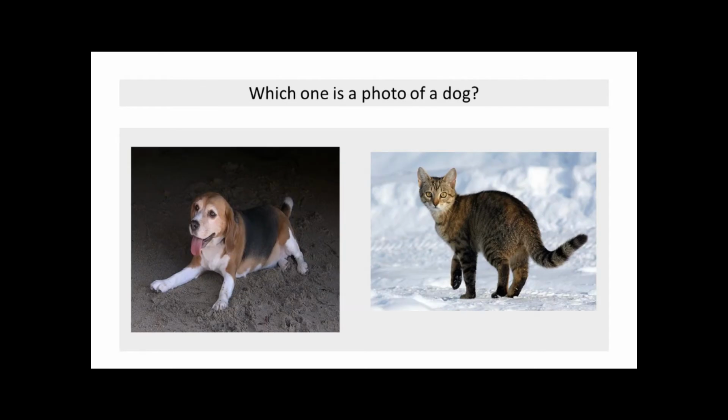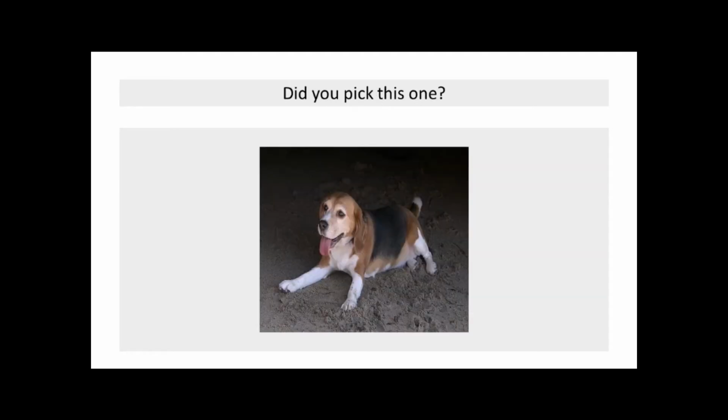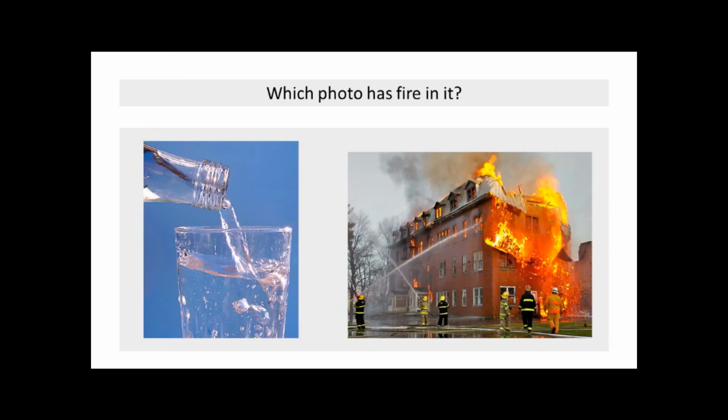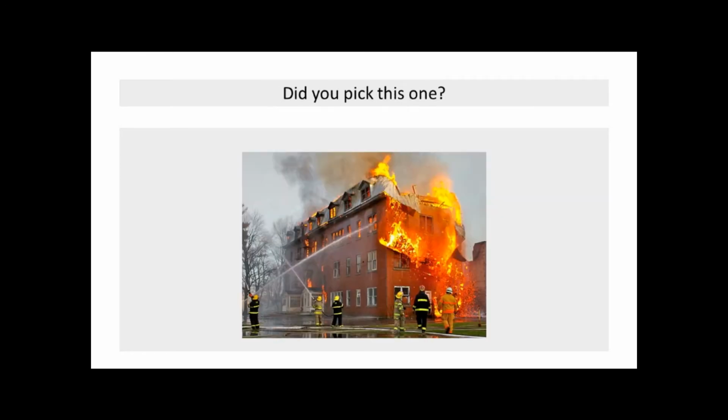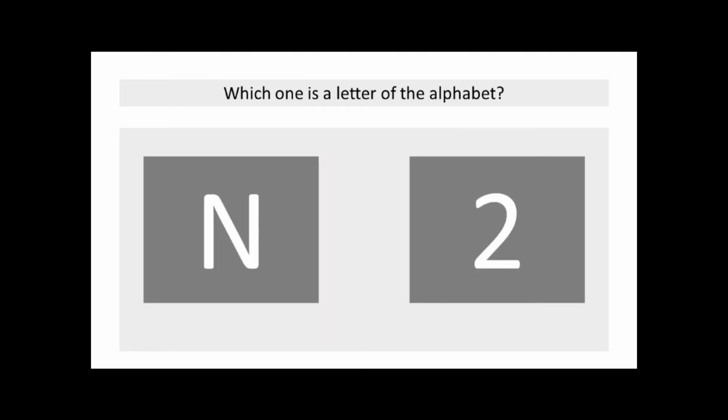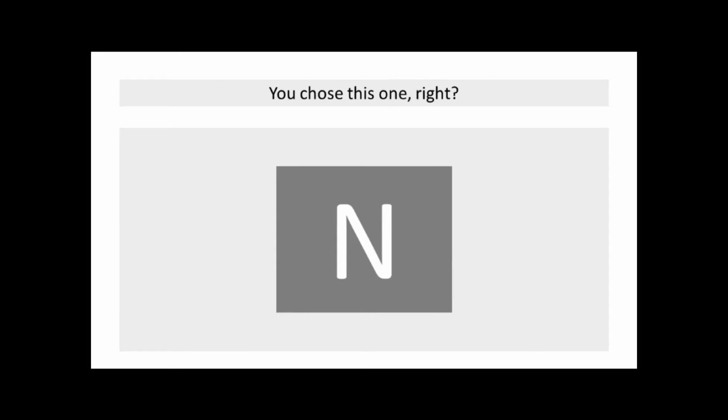Okay, let's elaborate by using this basic example. Which one is a photo of a dog? Did you pick this one? Wrong. Which photo has fire in it? Did you pick this one? Wrong. Which one is a letter of the alphabet? You chose this one, right? Wrong again.